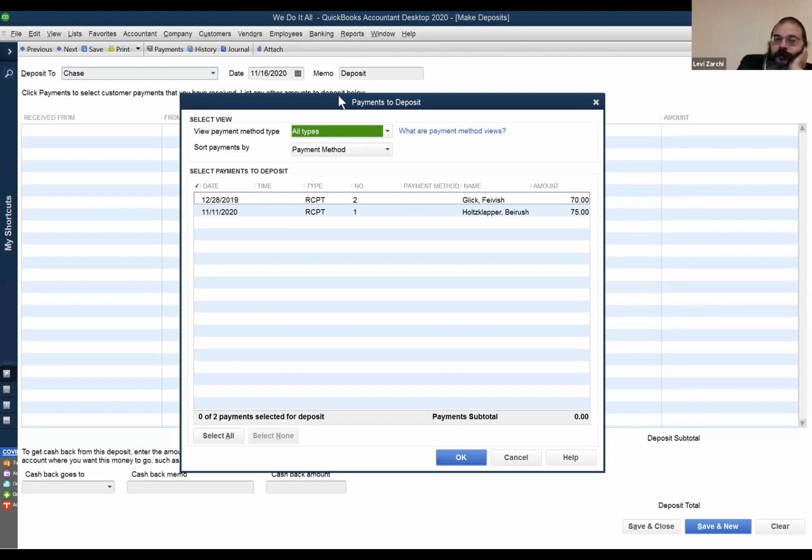Okay, you should have a little screen popping up. Yeah, now it popped up. You're good. Now, what do you have available for deposits? Okay, so I have Barish Holtz is 75 and then Glick 70. Right, ignore those two. We're not depositing those. So then what are we doing?